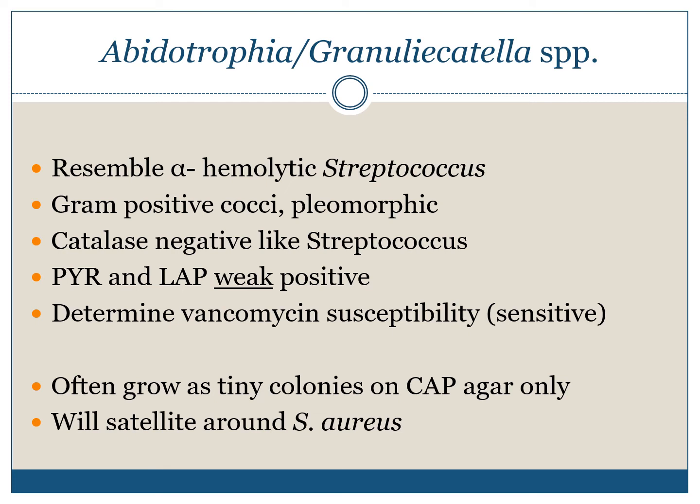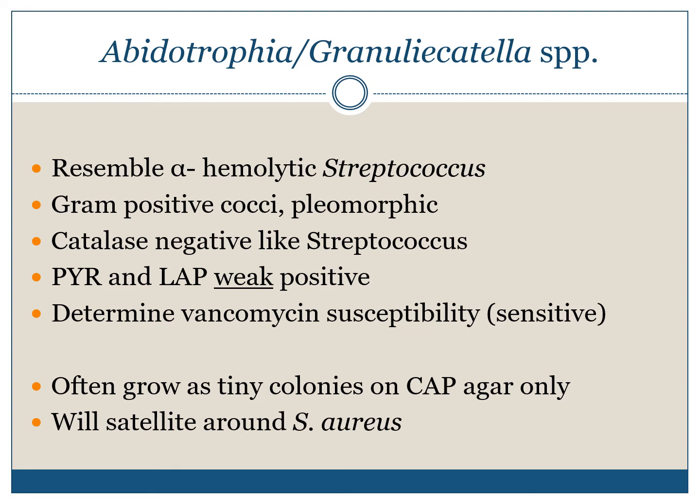These organisms resemble alpha hemolytic Streptococcus. They're gram-positive cocci and they could be pleomorphic. They're catalase negative like Streptococcus, PYR and LAP positive, and we can determine their vancomycin susceptibility. They should actually be sensitive to vancomycin. Now, other organisms like Leuconostoc and Pediococcus are vancomycin resistant. All other gram-positive cocci that are streps and staphs, with the exception of VRE and VRSA, are actually vancomycin sensitive.